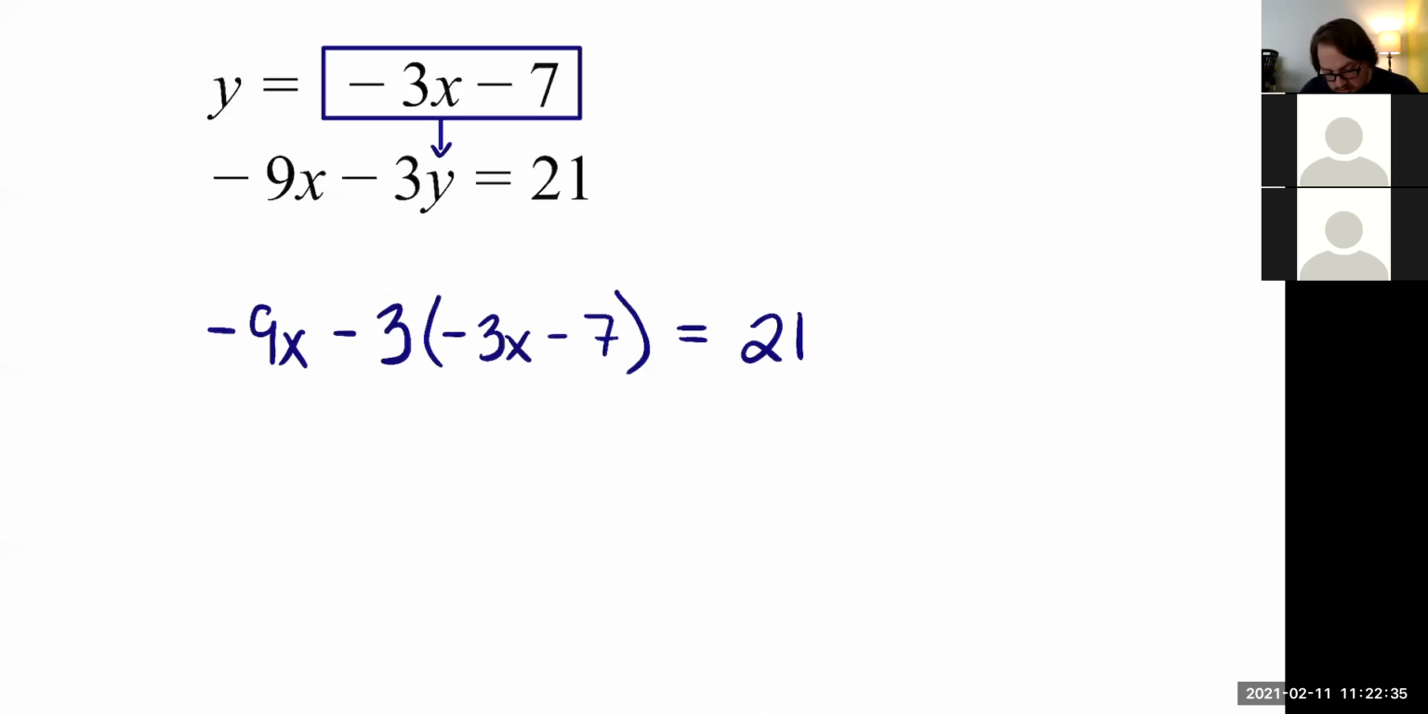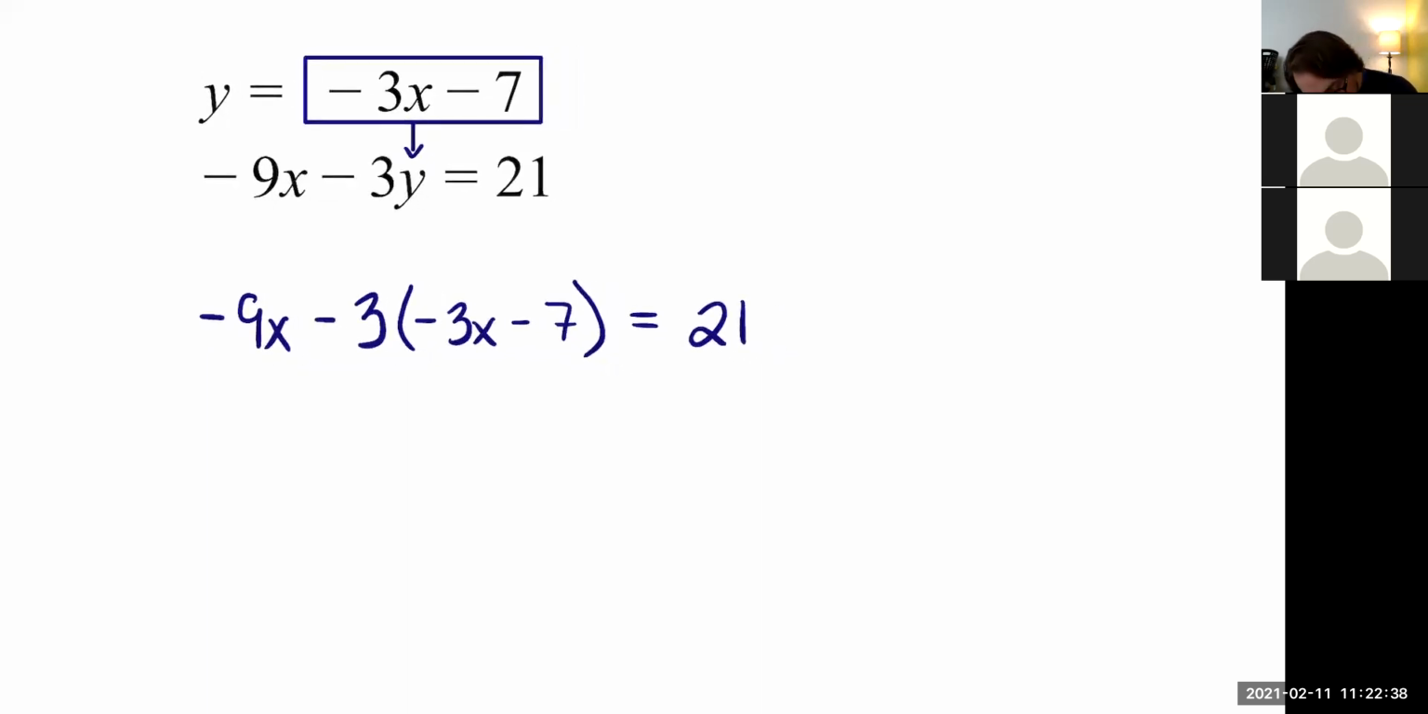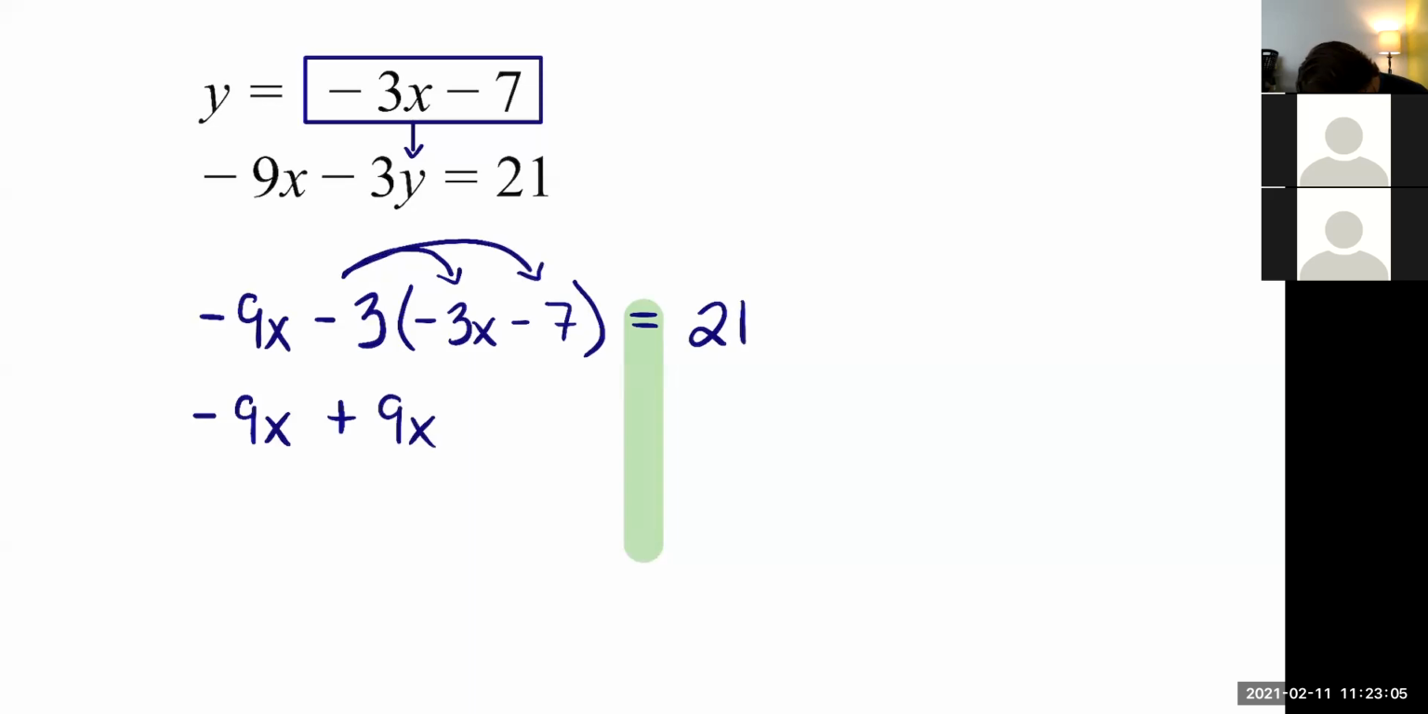So step 3 is we're going to solve this new equation we just created. So I'm going to set in my little guideline like usual. So now what's your gut telling you, Toby? You distribute the negative 3 into the parentheses. So this first negative 9x is still there. Negative 3 times negative 3x is positive 9x. And negative 3 times negative 7 is going to give me a positive 21. Bring down everything else I didn't use.